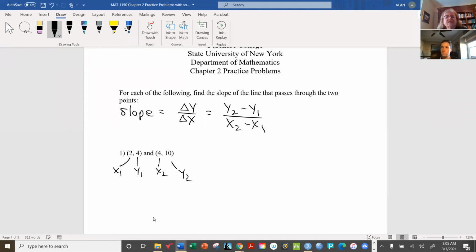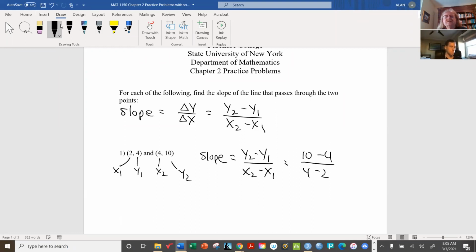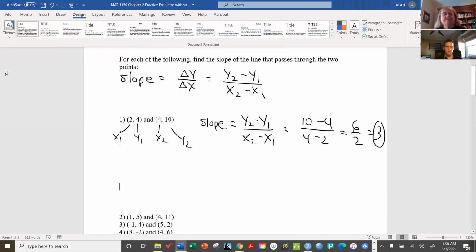So if that's the case, then the slope would be y2 minus y1 over x2 minus x1. We'll have 10 minus 4 over 4 minus 2, 6 over 2, or just 3. And it's really that simple. Okay, so these are all the same types of problems. These are all slopes. So they're all done in exactly the same way.